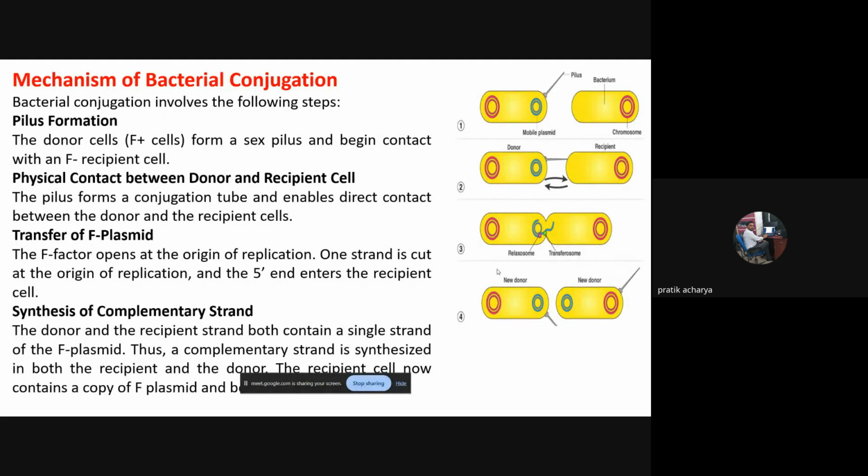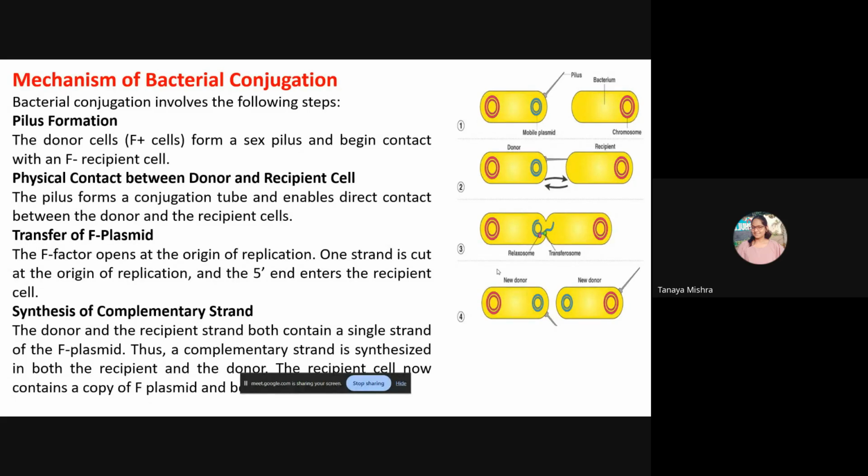It helps move the DNA prepared by the relaxosome from the donor cell to the recipient cell through the conjugation bridge. The main function of this transferosome is building the mating bridge between donor and recipient. It forms a channel and helps to pull the DNA into the recipient cell during transfer. So this is all about the detailed description of the mechanism of bacterial conjugation. If you have any question, you can ask.